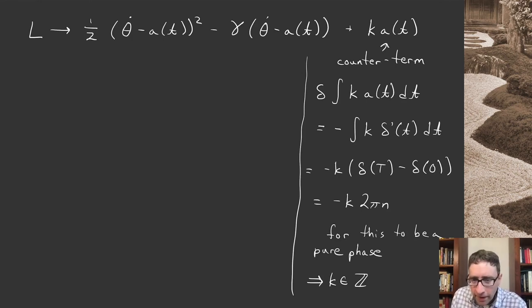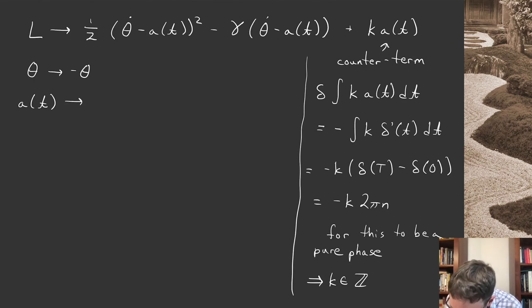What happens to the Z2 now that I've gauged the rotational symmetry? So I had theta goes to minus theta. So now this looks really bad. It doesn't look like the same Lagrangian at all, but maybe what I should do is supplement this symmetry transformation on theta with a symmetry transformation on the vector potential, since it's a new object. It wasn't there before. Maybe it also should transform under this Z2. So let's send it to minus A of t. That seems reasonable. Seems like some kind of charge conjugation, maybe.